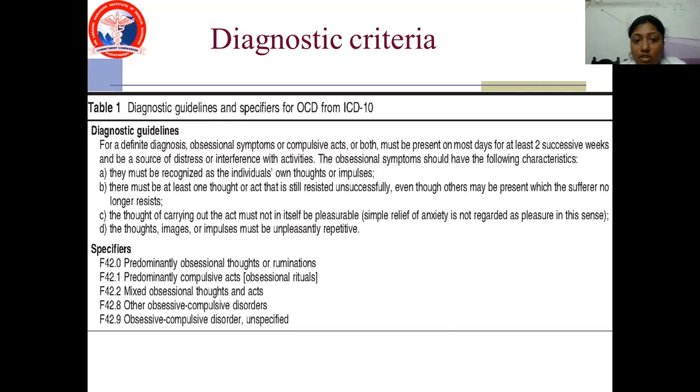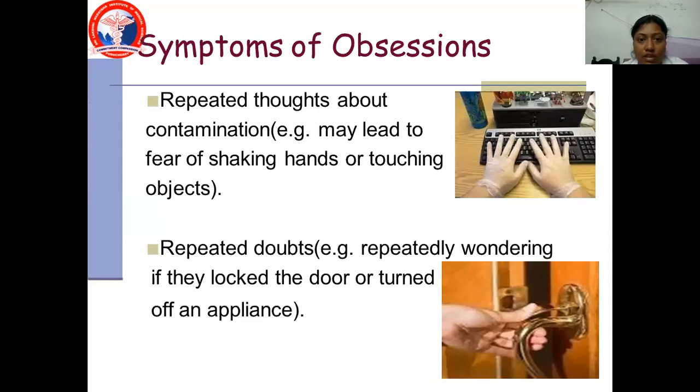So that is obsession. So it is usually a thought, image, or an impulse. So these are the basic things. Again, specify as we've already seen. Now, symptoms of obsession, like we have already seen, repeated thoughts about contamination may lead to fear of shaking hands. They may not even shake hands. They may not even touch any object.